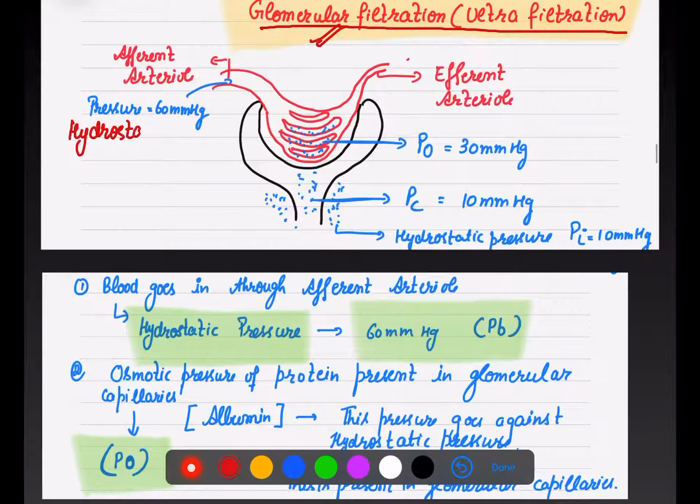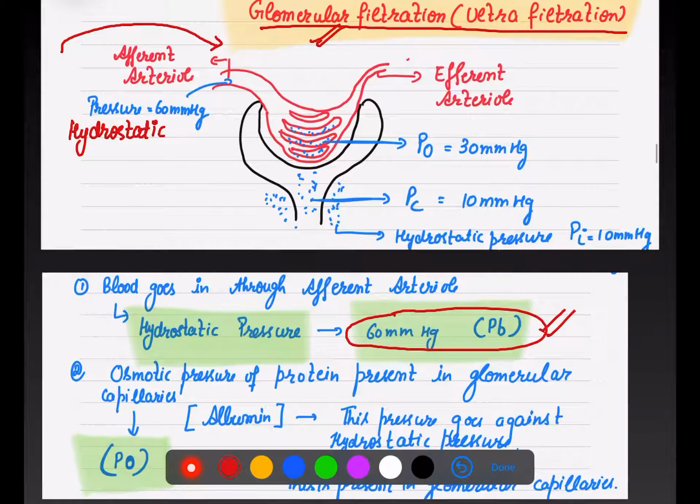hydrostatic pressure. So what is the value we discussed in our yesterday's lecture? The hydrostatic pressure observed here is high. It is 60 millimeter of mercury, right? It is denoted by PB. It is the pressure exerted by our artery, that is the afferent arteriole. So we are going to denote it by PB.